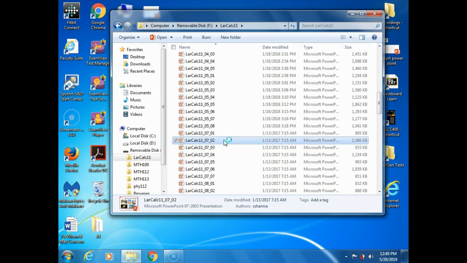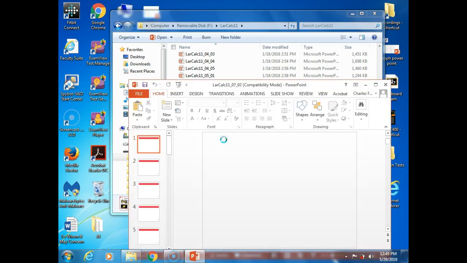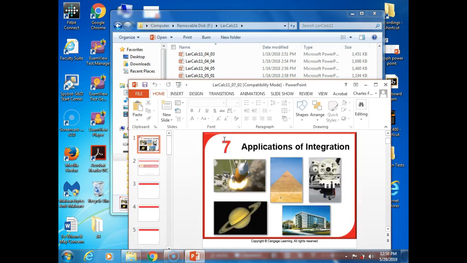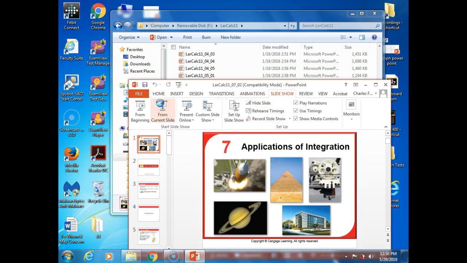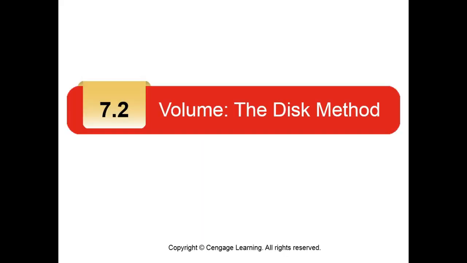So one application of integration is to find the area between two curves. Another application for integration is what we're about to hit here, and that's still in applications for integration. That will be volume. And this time we're going to do it with the disk method.